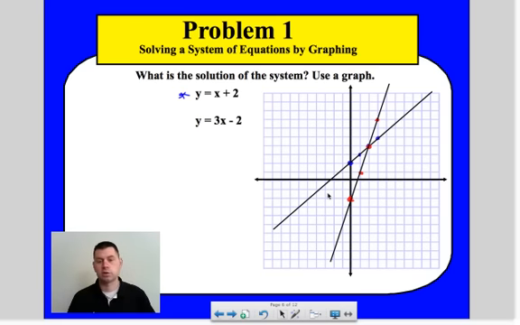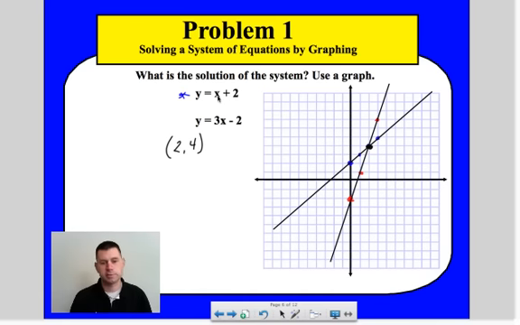And then the solution is basically where do they intersect? Because if they share a point, that means that point will work in both equations. So that's what we're looking for. And it looks like they both intersect right here. That would be 1, 2, and up 1, 2, 3, 4. So 2, 4 looks to be the solution.